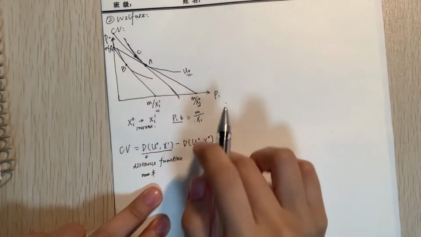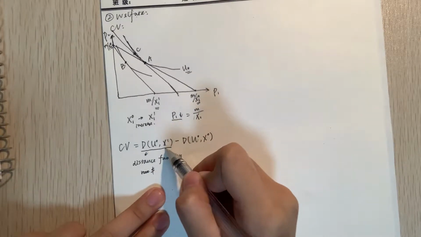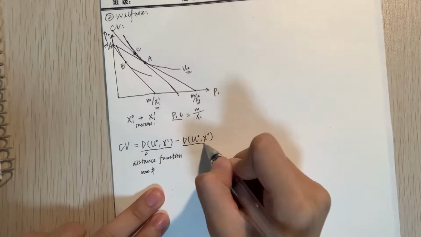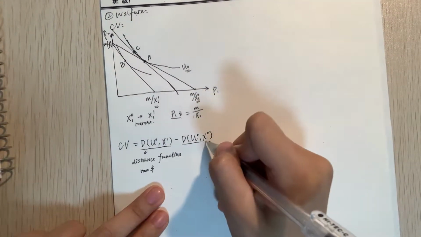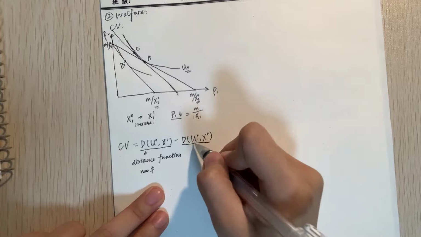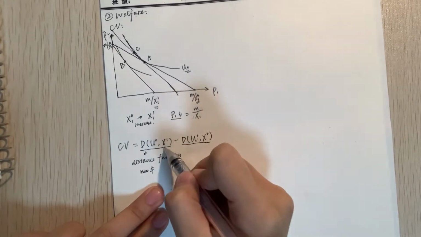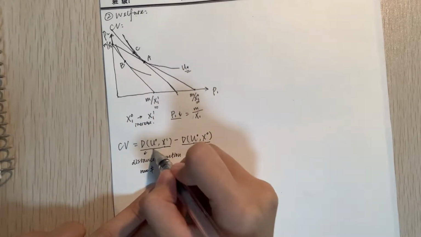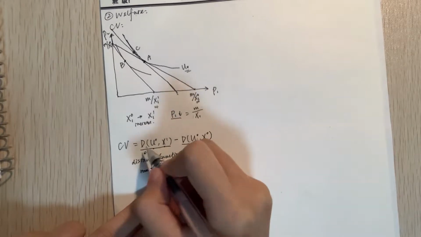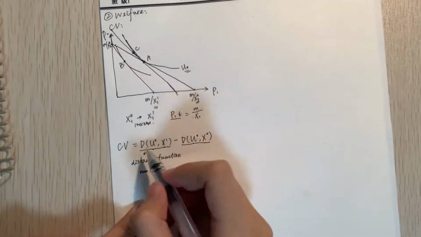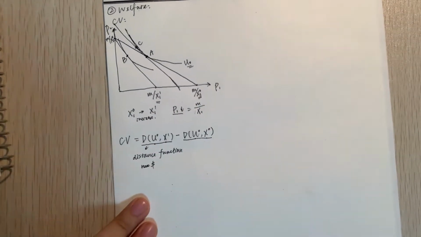Namely, CV is expressed as follows. This is the original utility level, the original money that I need to pay. So with the original level of quantity and the original level of utility, that's how much I need to pay. Well, this is that I want to remain as happy as I was, but with the new quantity, and that is how much I need to pay. So this is basically compensating variation.